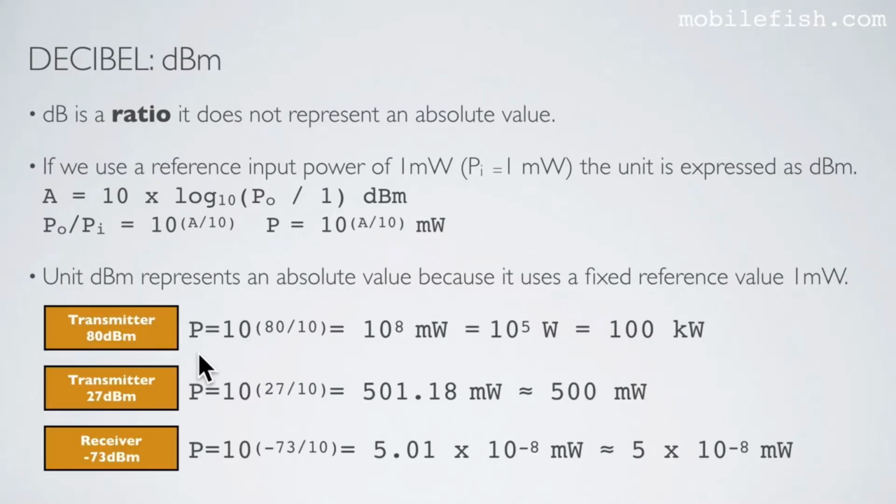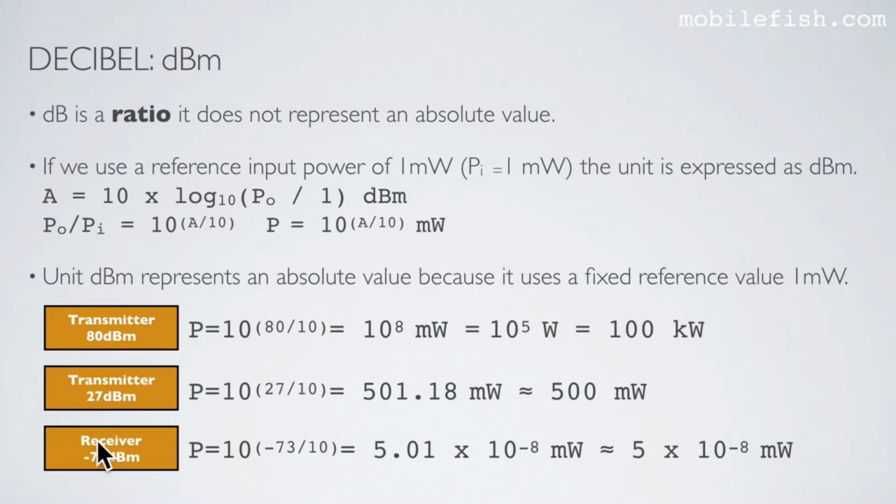Here are three examples. This transmitter has a gain of 80 dBm. The power output is calculated with this equation. As you can see, the value 80 is entered here. And the output power is 100 kilowatts. This transmitter has a gain of 27 dBm. The equation now looks like this. 27 is entered here. The output power is 500 milliwatts.